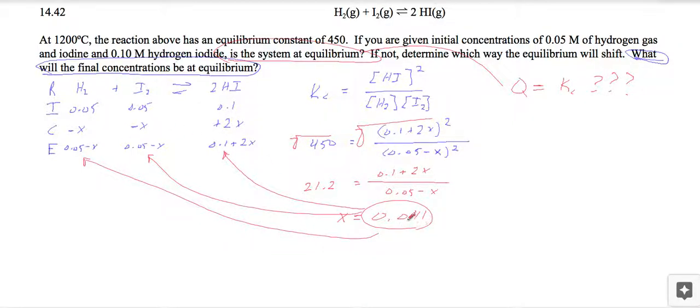We have a value of 0.041. Since we're subtracting it here, this number is going to get smaller, that number is going to get smaller, and this number is going to get bigger, so it's going to shift from left to right. Now, if this was a negative value, which it could have been depending on the concentrations, it would have been shifting the other direction, because we'd be subtracting a negative, and that would be an addition.